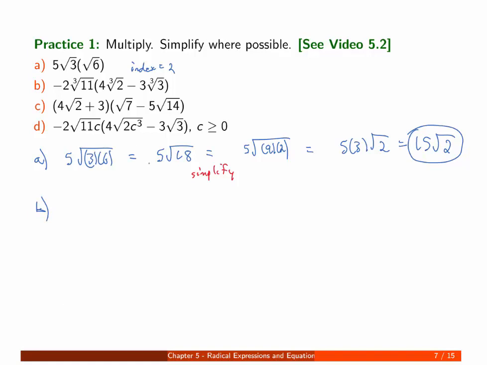So, here we go. This next one looks absolutely ugly, but the same index, 3, 3, 3. Therefore, we can multiply across. I'm going to distribute this guy in. So negative 2 times negative 2 times 4 is negative 8. Then we have cube root 11 times 2, and plus 6, because negative 2 times negative 3 is 6, cube root 11 times 3.